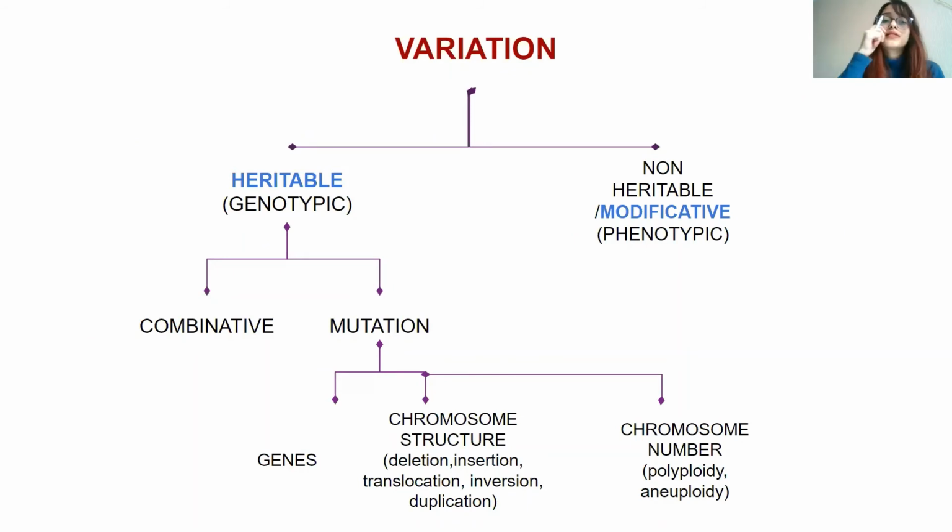Moving on to variation, a rather easy topic, and I have classified it so it is a little easy for you. So variation can be heritable or non-heritable. Heritable variation must be genotypic, and non-heritable variation is also called modificative or phenotypic. And as you can see, combinative and mutational variation can involve genes or chromosomes, changing the chromosome number or the chromosome structure. So let's first of all look at the questions.